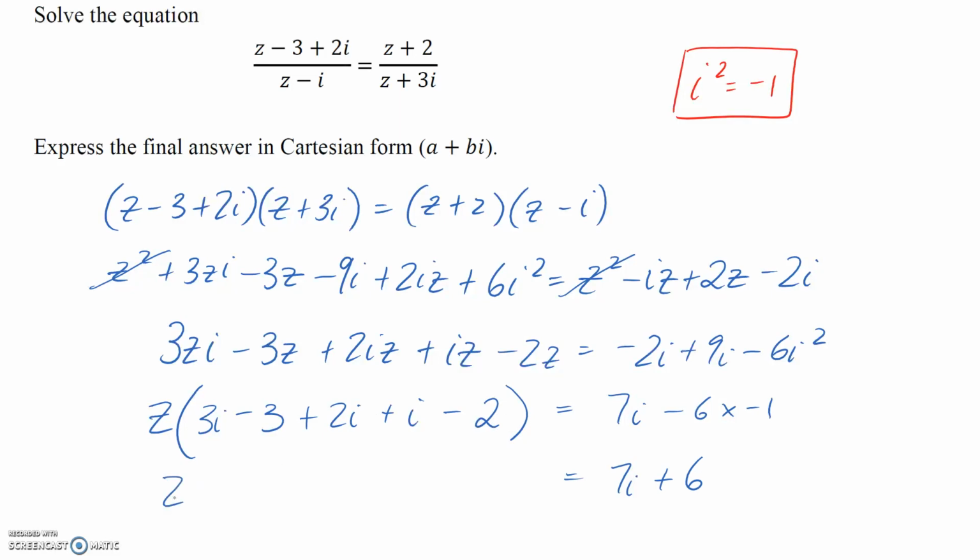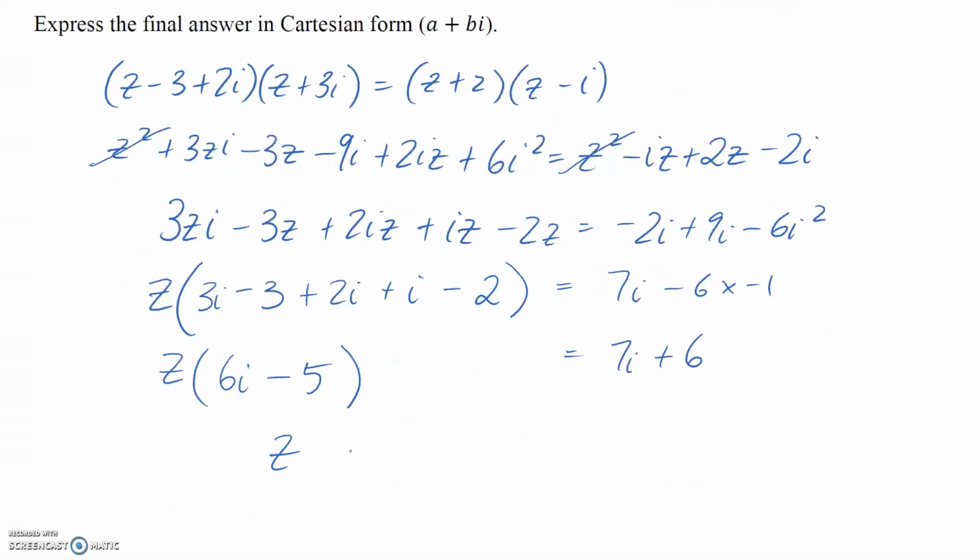Alright, so as for what's in this bracket here, we should be able to make it a bit simpler. So the imaginary parts, we've got 3i plus 2i gives us 5, plus another one gives us 6, so 6i. And then we've got negative 3 and negative 2, so overall that gives us negative 5. Alright, so we want to get z on its own, which now is pretty easy. We're going to get this divided by this goes to the bottom line, so 7i plus 6 over 6i take 5. Alright, so that is an answer for z, except what we were asked is to express it in Cartesian form, so we haven't quite got that.